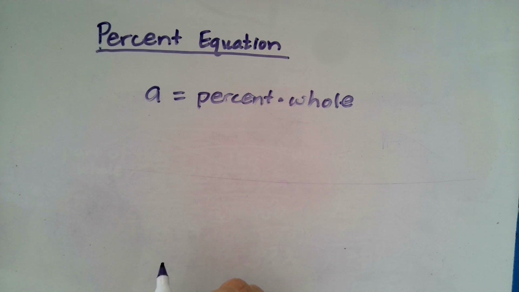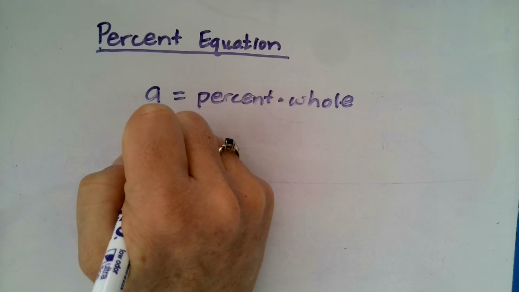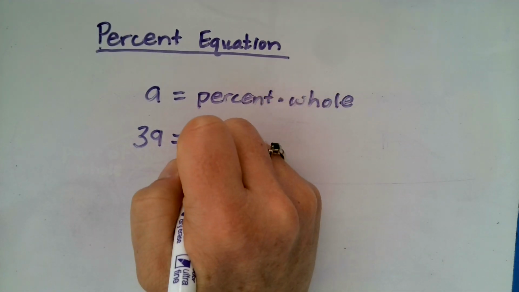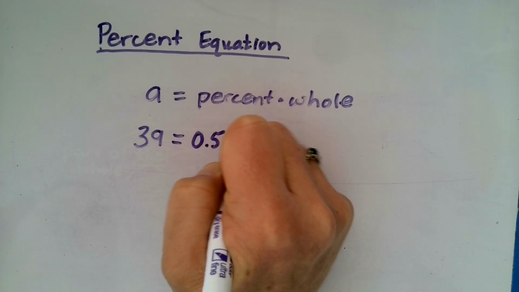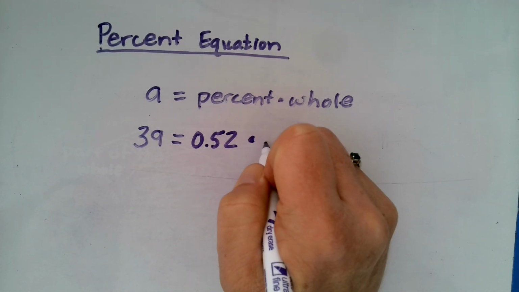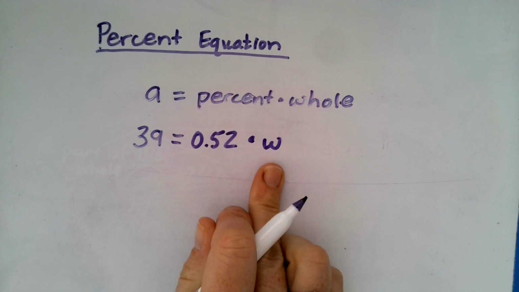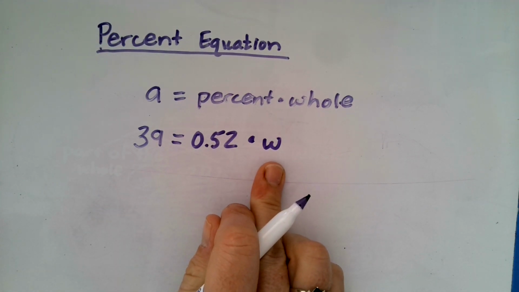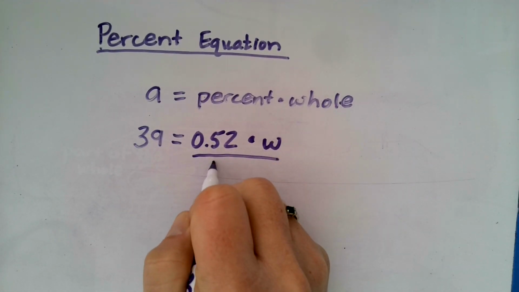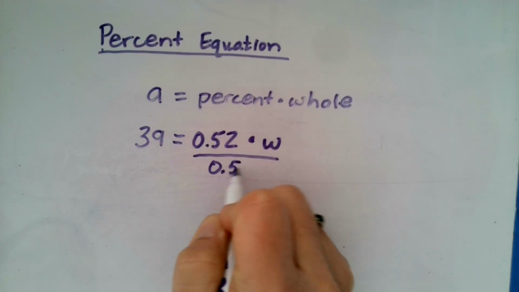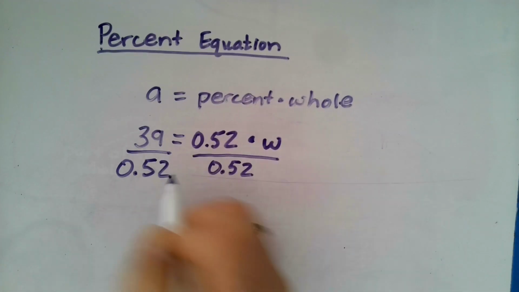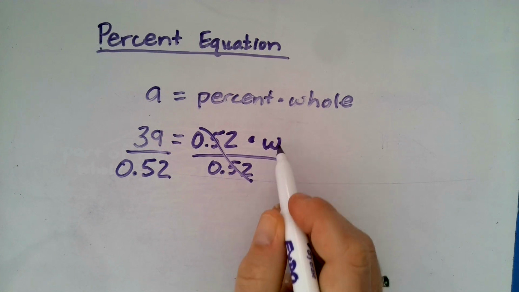Here's another example. We have 39 is 52% of what number? So we're going to put that in decimal form. 52% of what number? So we're going to say W. You can put any variable you want. And then in order to solve for W, we have to divide by whatever is multiplied by W. Remember inverse operations. Whatever you do to one side, you have to do to the other. So this will cancel out, leaving just W.